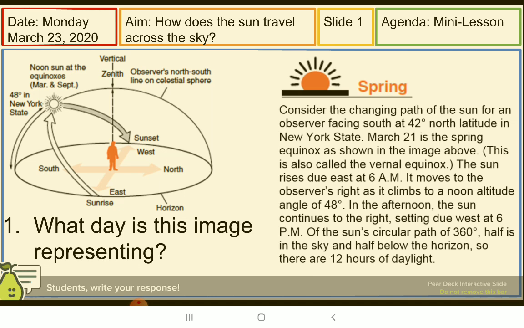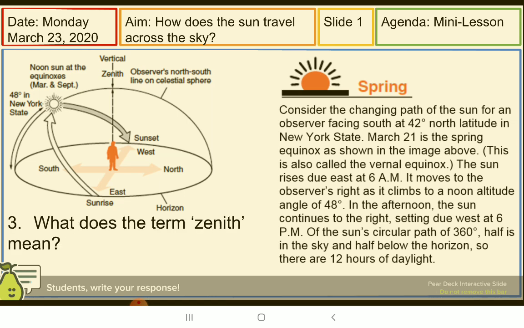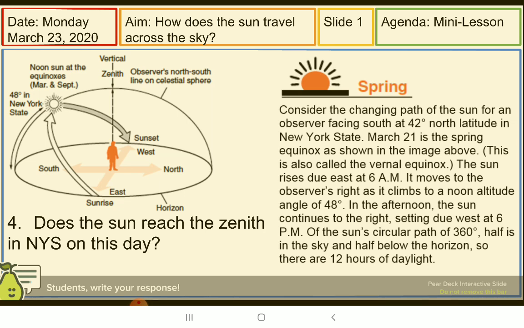So please answer the questions through these next few slides. For spring, question 1 is, what day is this image representing? Question 2, next slide, how many hours of daylight occur on the equinox? Next slide, number 3, what does the term zenith mean? You're going to need to look at the diagram and interpret it. Number 4, does the sun reach the zenith in New York State on this day?